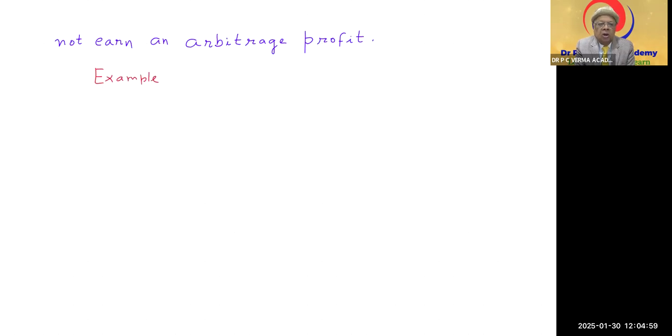Example of covered interest rate parity, CIRP.